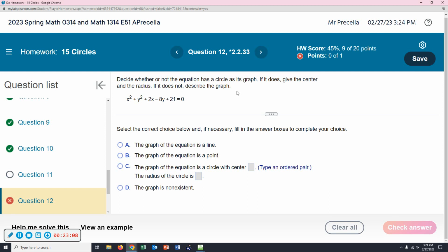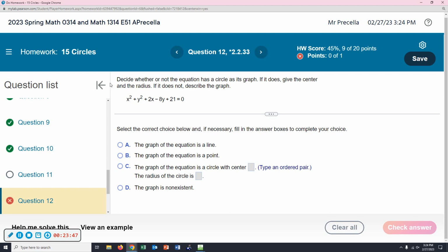Look at all these instructions. It says, decide whether or not the equation has a circle as its graph. If it does, give the center and radius. If it doesn't, describe the graph. If you look at these choices, answer A says the graph of the equation is a line. Clearly that's not it, because you have exponents. You would only choose that one if there were no exponents. A student once told me that never happens, but they're still listed. Not in this assignment, but in this graph assignment there are plenty of lines, just not in this one.